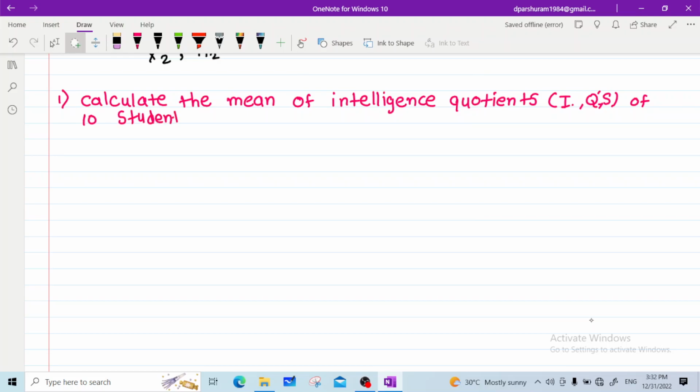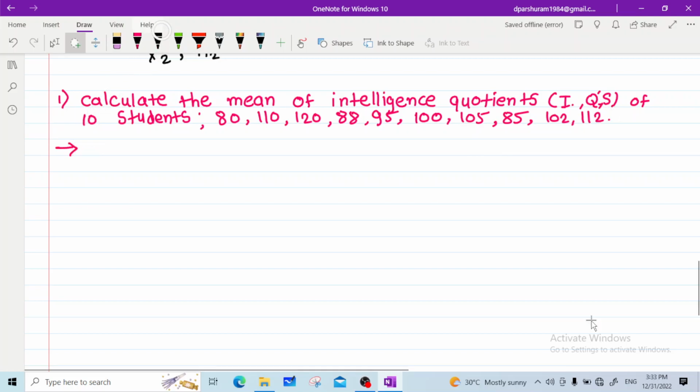The IQs of 10 students are 80, 110, 120, 88, 95, 100, 105, 85, 102 and 112.